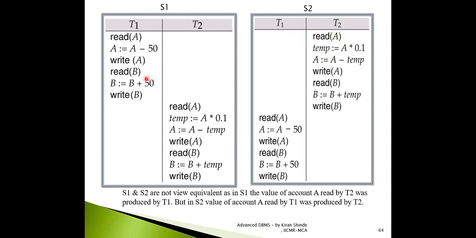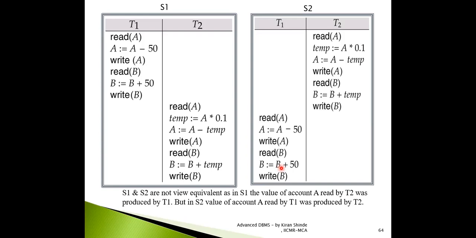Now let us cross check condition number 2. As per condition number 2, that is called the final write. Here, if you observe data item A in schedule S1, data item A is finally written by transaction T2 and data item B is also finally written by transaction T2. Let us observe S2. In S2, data item A is finally written by transaction T1 and data item B is also finally written by transaction T1. Again, this condition is also failing because in S1, T2 is doing the final write. In S2, T1 is doing the final write.